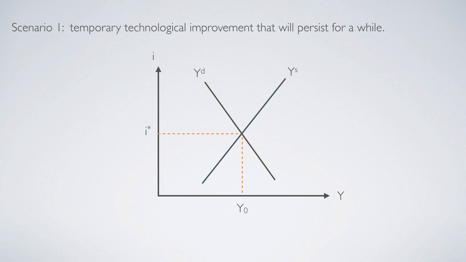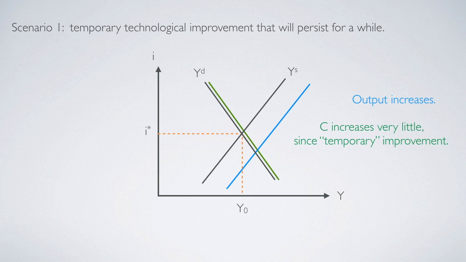So we use our model. We start from the scenario where we assume that there is a temporary technological improvement that can improve output and productivity, and this improvement will persist for a while but not permanently. So first, when there is a technological improvement that increases productivity, of course output will increase. At the same time, because the improvement is temporary, it improves the wealth of households, therefore consumption will increase. But it will increase very little because we are talking about a temporary improvement. So the YD curve will move to the right, but very little.